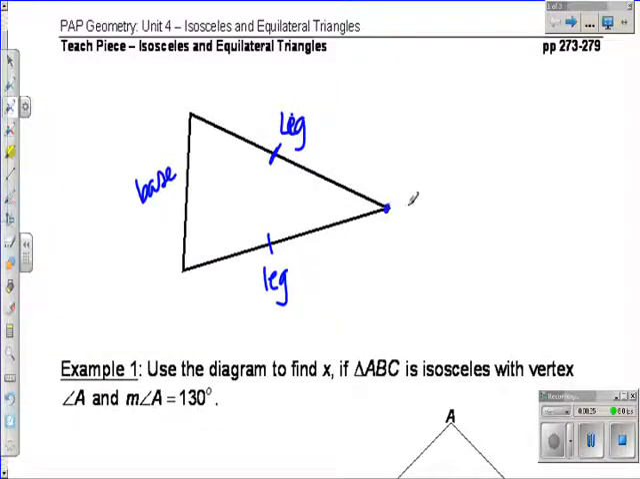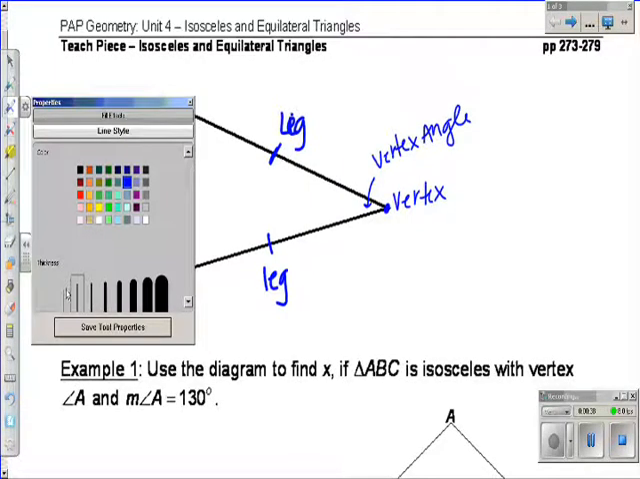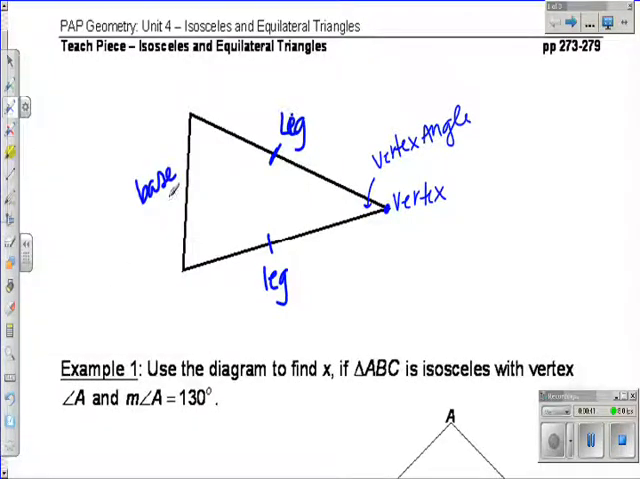This point right here is going to be your vertex. If that's your vertex, then this is your vertex angle. It's important to know these parts in order to know what it's talking about when a problem gives you specific things. If that's the vertex angle, then these right here are going to be called base angles. Both this one and this one are base angles. So those are your parts of an isosceles triangle.